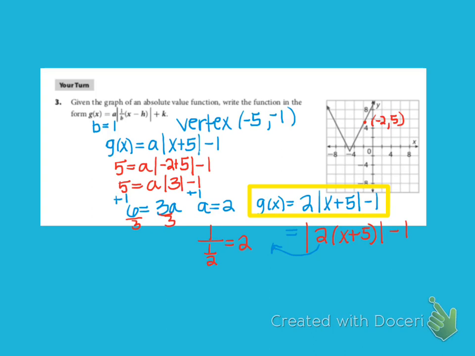Now the final thing we're going to do is take a look at modeling with absolute value functions. So we're going to look at whether we could take a real life situation and write an absolute value function that would model, say, the path of a bounced ball or a beam of light or something like that.